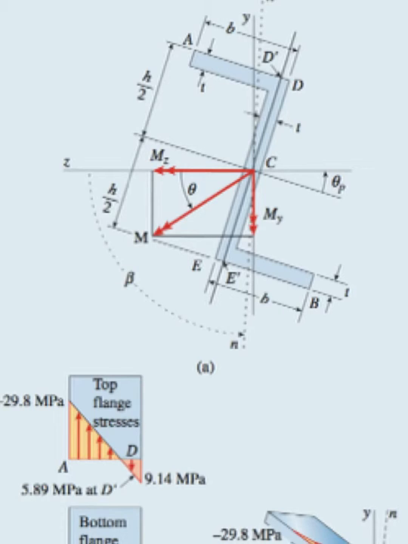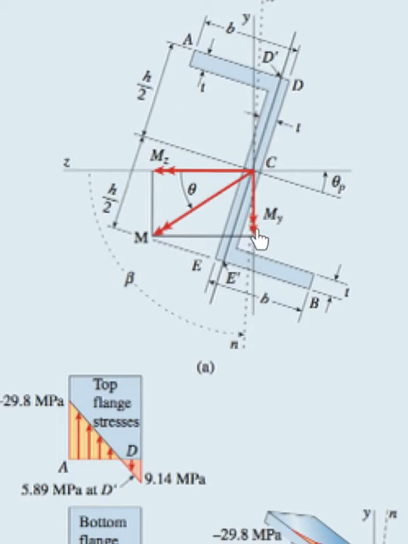Now, using the right hand rule, mz will result in compressive stress at point A, and my will also result in compressive stresses at point A. So to visualize this, imagine that you're using your right hand and your thumb is pointing in the direction of mz. Notice that your four fingers are going into the page, therefore compressing point A. Therefore it's seeing compressive stresses, which is negative.